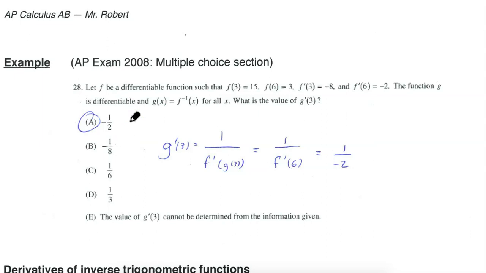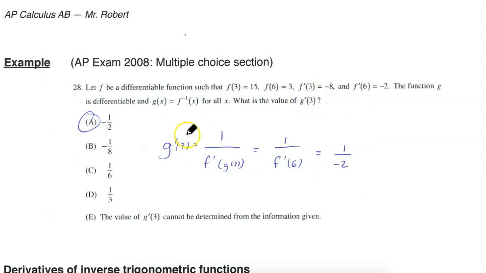So how do we solve this question? It's not so hard once we know what to do. Here we are given a bunch of stuff. We know that f of 3 equals 15, f of 6 equals 3, f prime of 3 equals negative 8, f prime of 6 equals negative 2. It is said that g is the inverse, so g is actually f inverse. And the question is, what is g prime of 3?